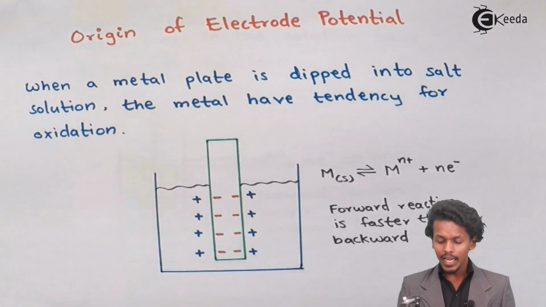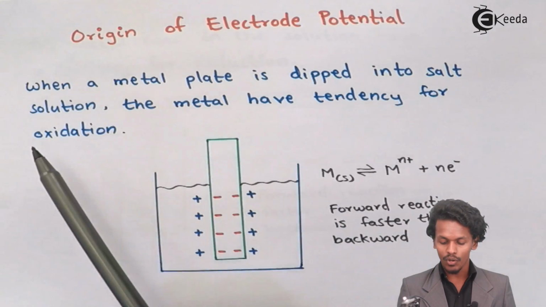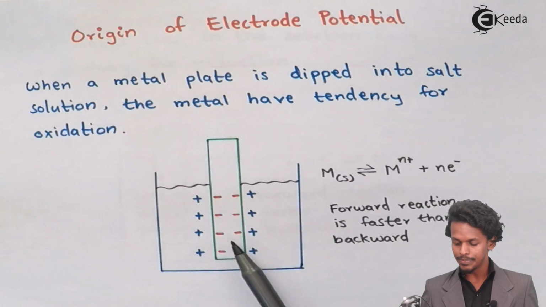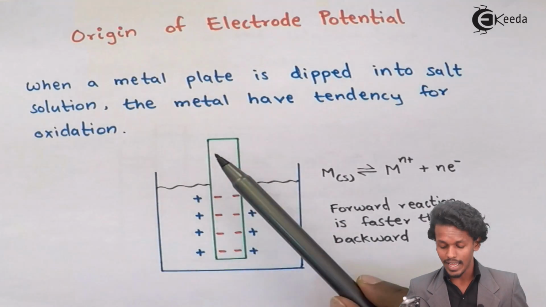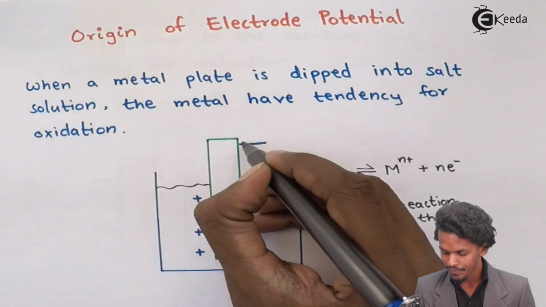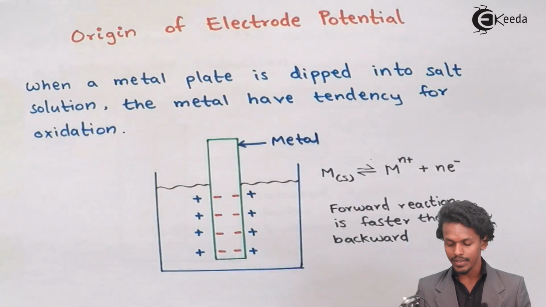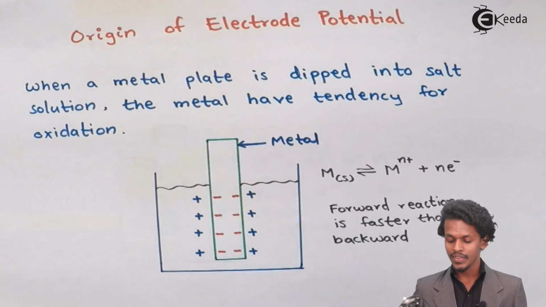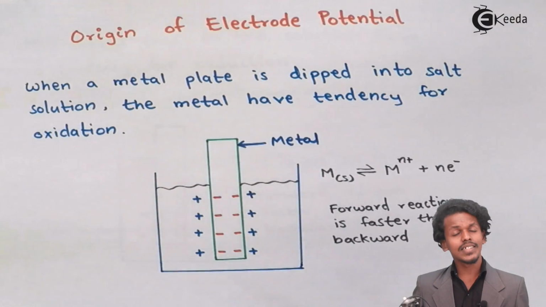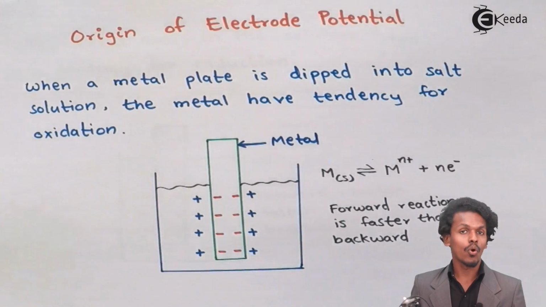When a metal plate is dipped into a salt solution, the metal has the tendency for oxidation also. Suppose this green rectangle I have drawn is the metal, dipped in a solution which consists of its ion. In this process, the metal has the tendency to lose electrons, or to show the oxidation process.